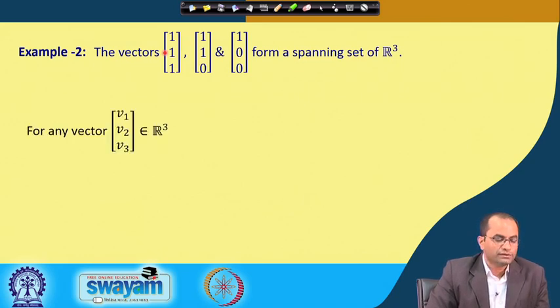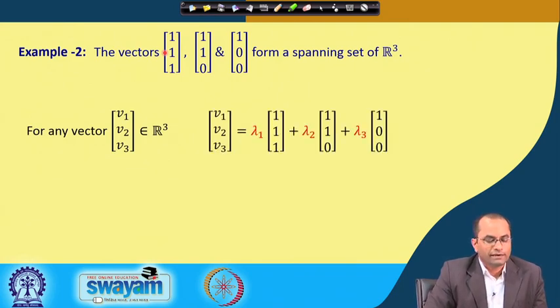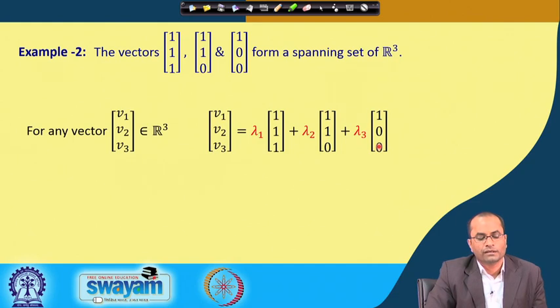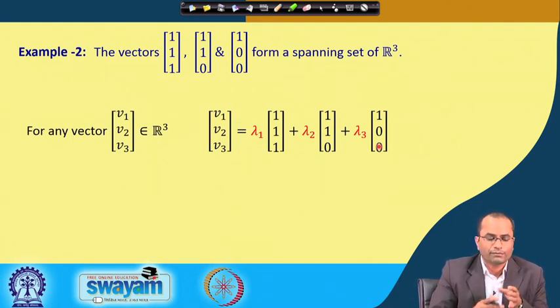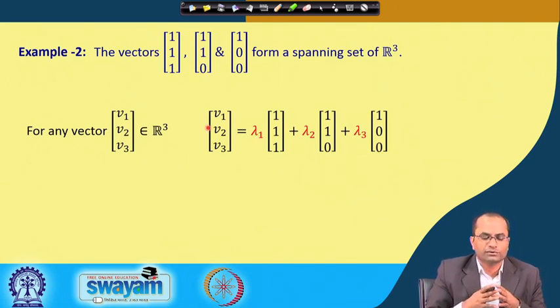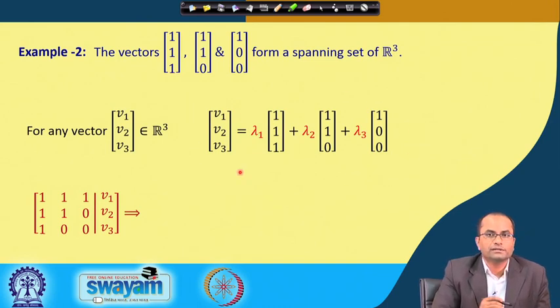To see this, we will take a general vector v1, v2, v3 from this R3, and we will try to write down this v1, v2, v3 as a linear combination of the given vectors, meaning lambda 1 times the first vector, lambda 2 times the second vector, lambda 3 times the third vector. Now, the question is, can we write it down as a linear combination? Here it is not as trivial to see as the earlier case, though this is also not difficult. So, what do we do? We will solve these three equations, the system of equations.